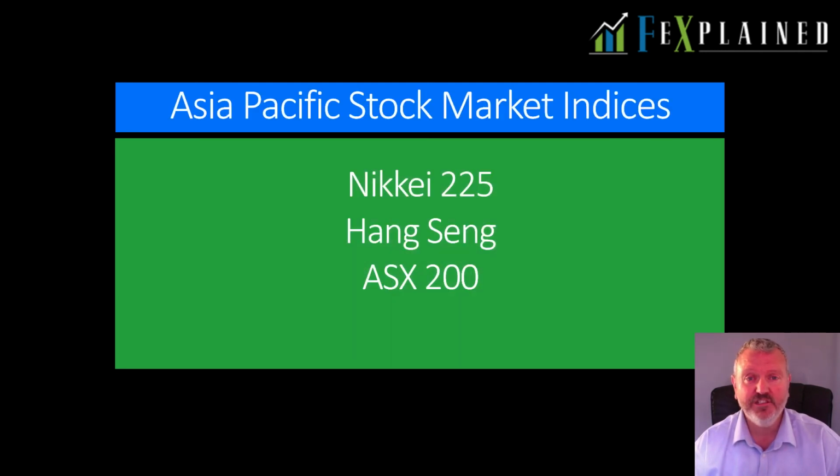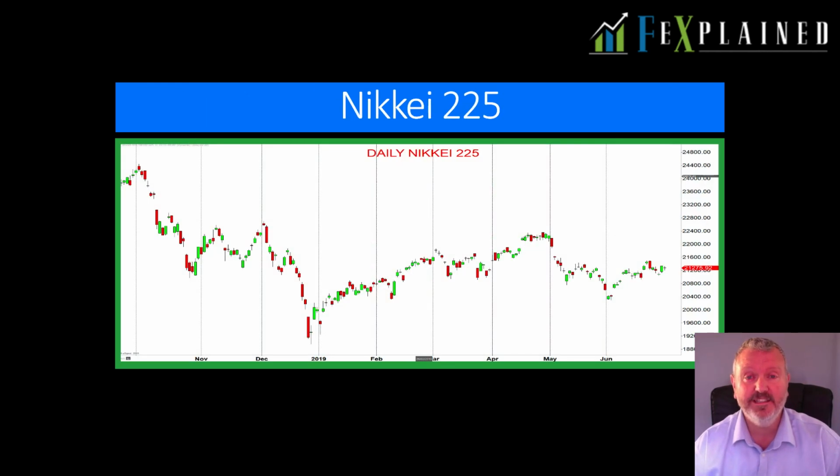Now let's look at some Asia specific stock market indices, including from Japan the Nikkei 225, the Hang Seng from Hong Kong, and then the ASX 200, which is from Australia. And here we see the Nikkei 225 Japanese stock market average on a daily chart going back to 2018 through 2019.